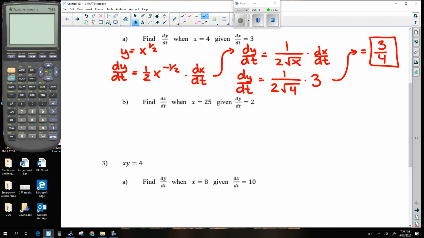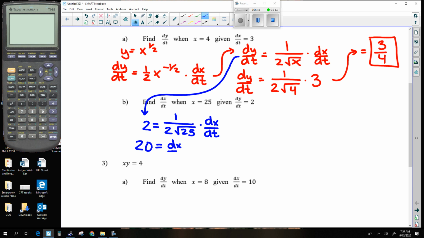All right, same question, but they want to know what is dx dt when x is 25, dy dt is 2. So I'm going to steal this equation right here. And so they say dy dt is 2. X is 25. And we want to know what is dx dt. So that's 10 times 2, so that's what, 20? As such.